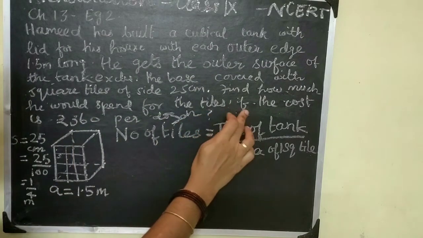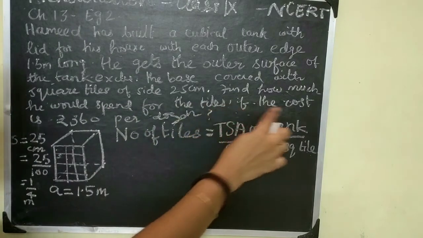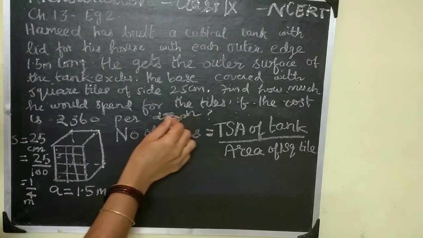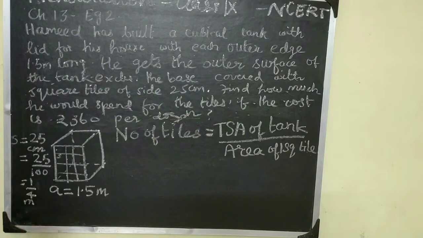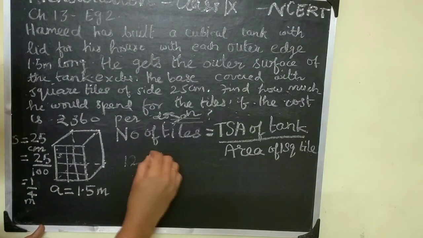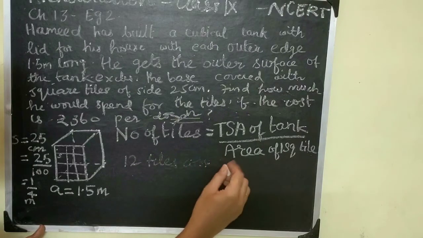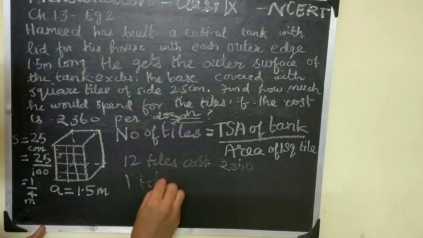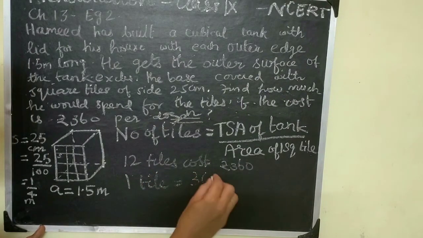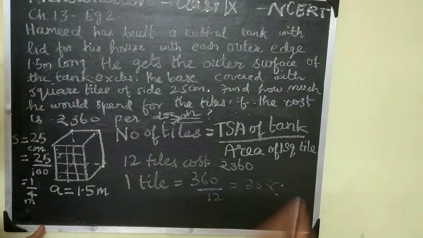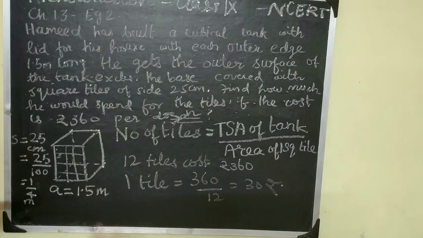He would spend for the tiles if the cost is 360 rupees per dozen. So this also we need to take care of. Here they have mentioned it is dozen. So it's like 12 tiles cost 360 rupees. So one tile is going to cost how much? 360 by 12, which is equal to 30 rupees. So this is the basic things which we understand from the sum.